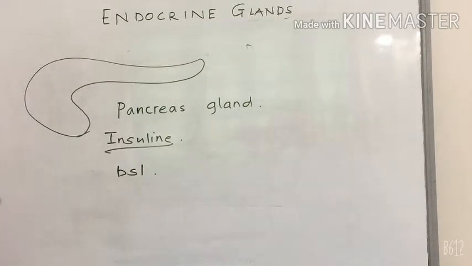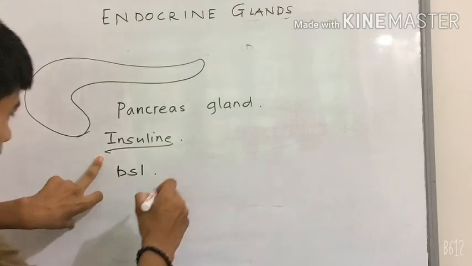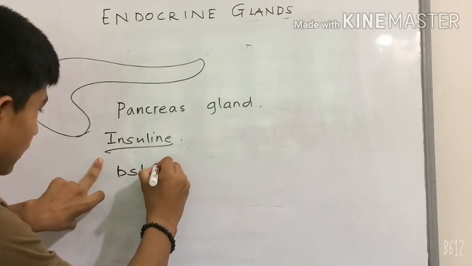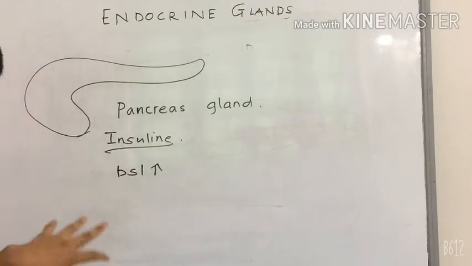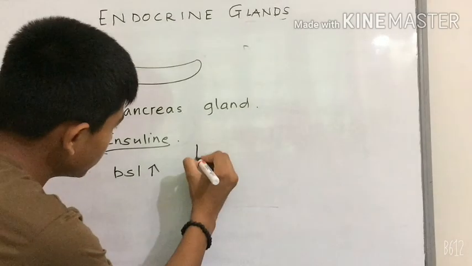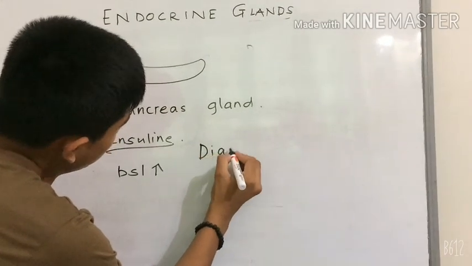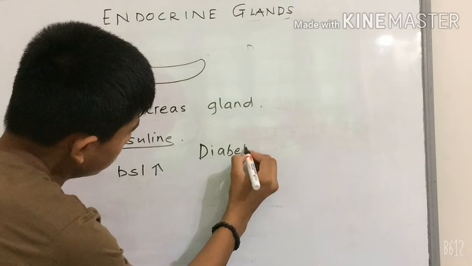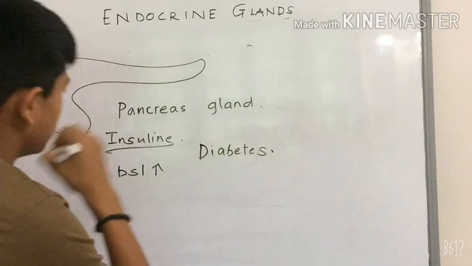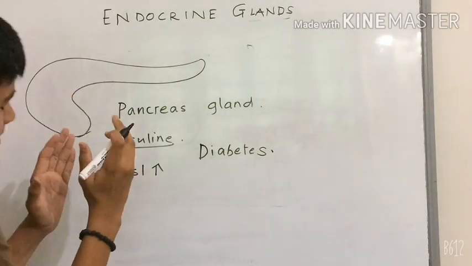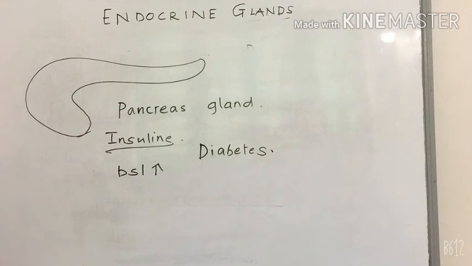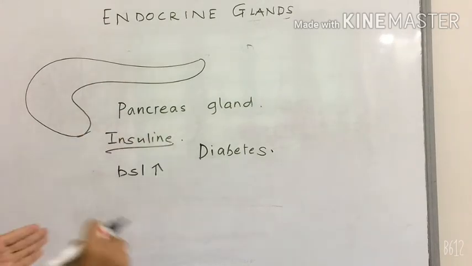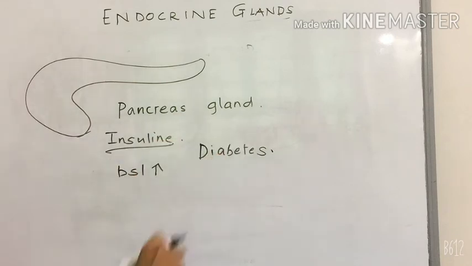And if there is deficiency of this hormone in the body, the blood sugar level rises, and there is a condition of diabetes. So we have to control this blood sugar. Now this insulin is responsible for diabetes. Actually, I want to tell you.